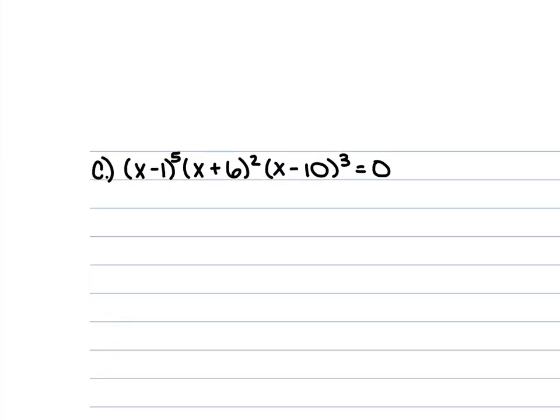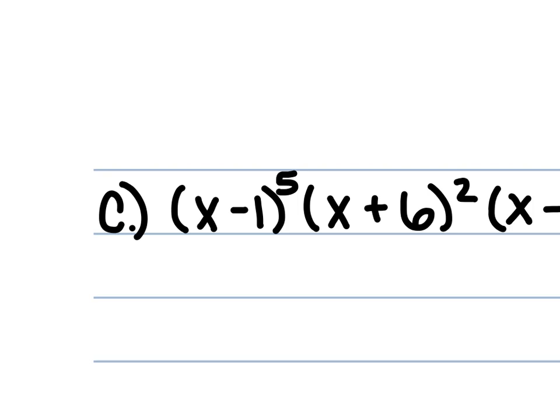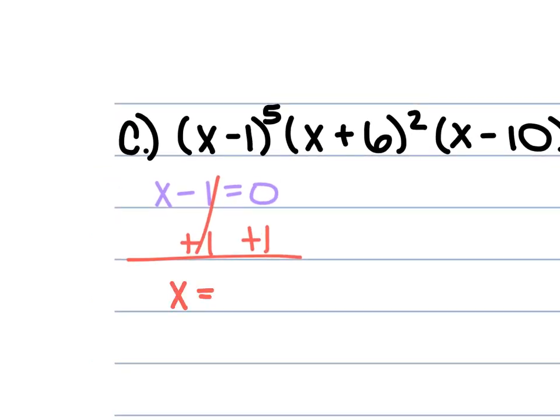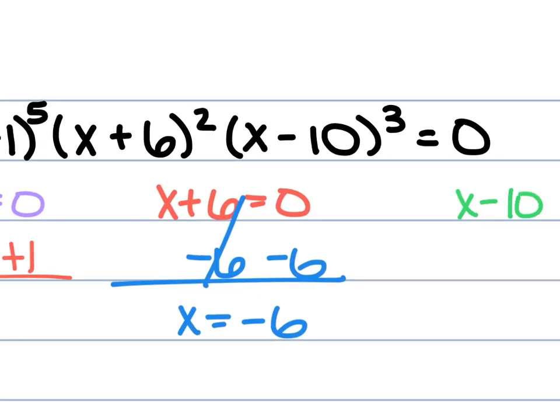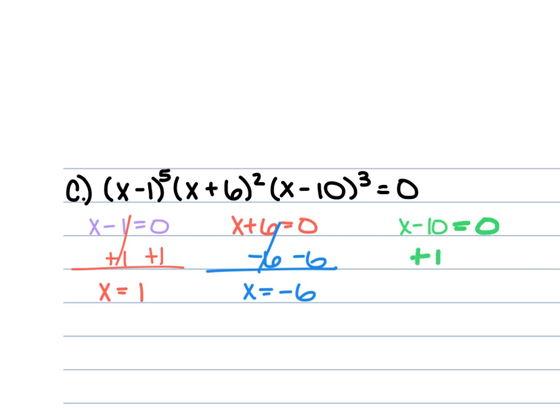If we look at our next example, C, we have x minus 1 raised to the 5th power times x plus 6 raised to the 2nd power times x minus 10 raised to the 3rd power is equal to 0. So we're going to solve all of these, except we're only going to do each one once. X minus 1 is equal to 0. We're going to add the 1. X is equal to 1. For the x plus 6 is equal to 0, we're going to subtract the 6 from both sides. So x is equal to negative 6. And with the x minus 10 is equal to 0, we're going to add the 10 to both sides to get x is equal to 10.